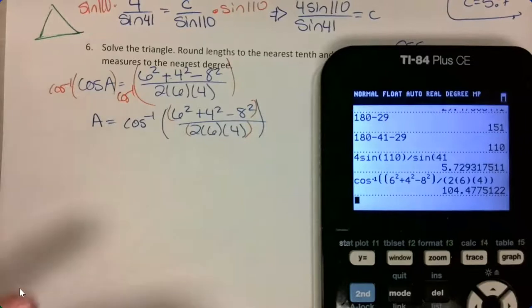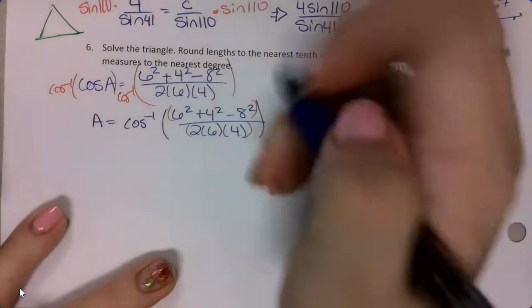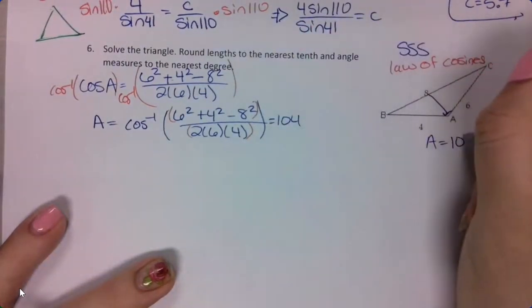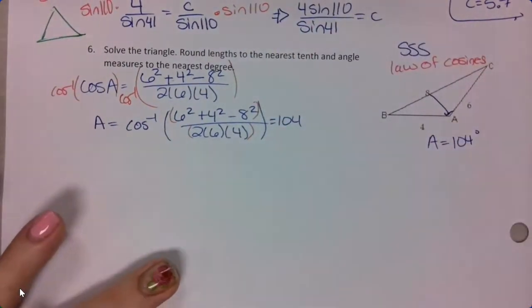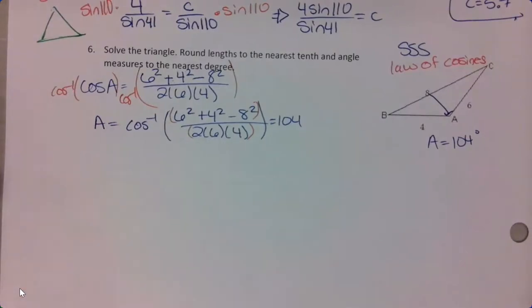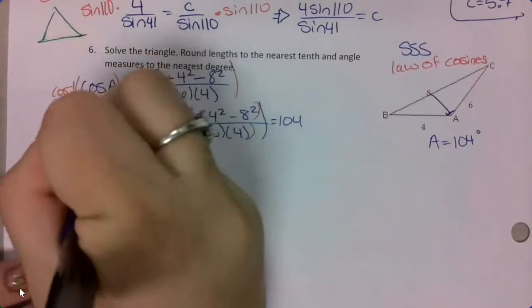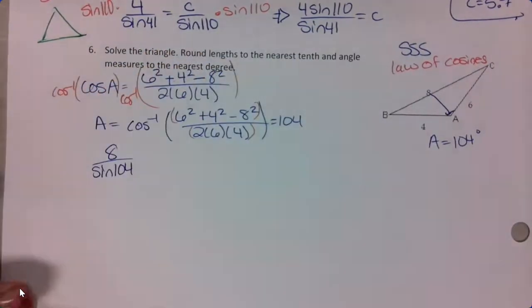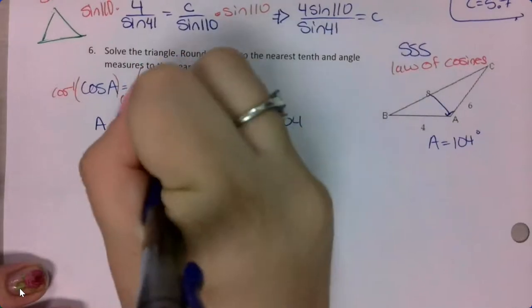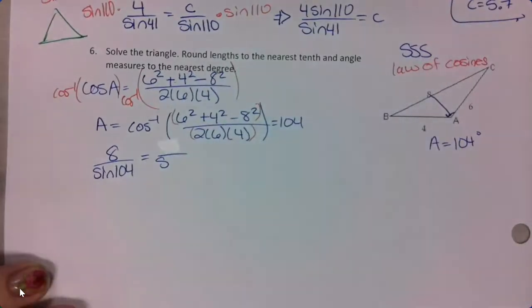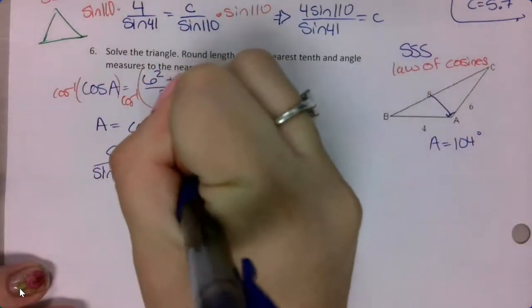This gives me 104. When I'm doing law of cosines, I only do the cosine part once, and then I switch over to law of sines. So now I'm going to have 8 over sine of 104, because this goes together with my angle A. Then it doesn't matter which side I solve for next. I'm going to do B. And B, I know my side length is 6. And then I'm trying to find sine of B.